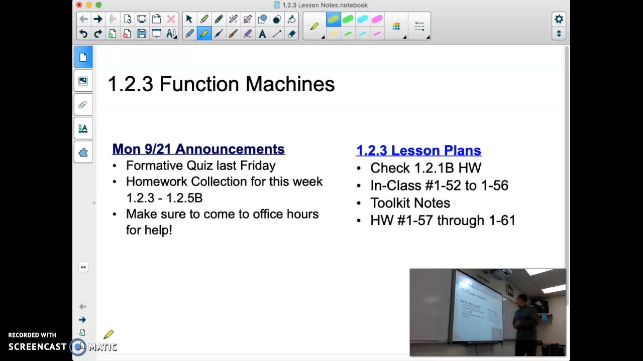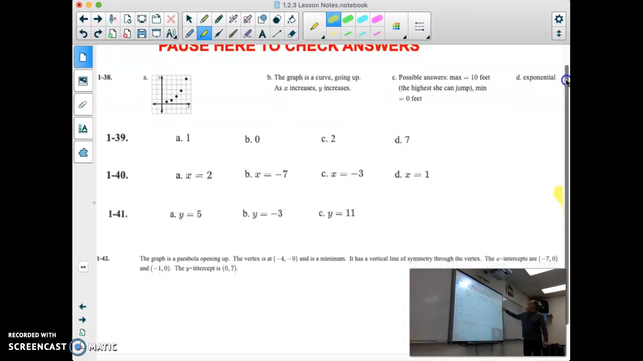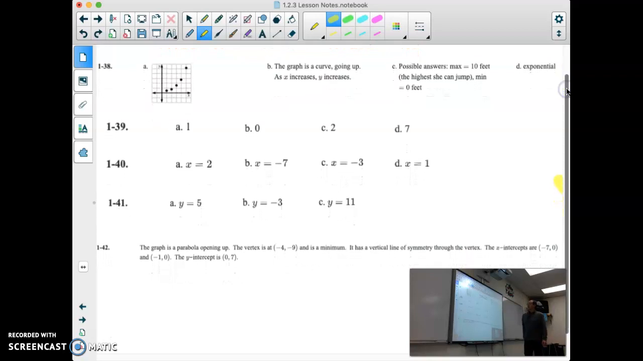For today, we're going to put the answers up from the homework from last week, and then we're also going to do a couple problems, and then make sure we have our toolkits out, because we're going to need those at the end to add a couple more things on too. So pause your video here if you want to check your homework answers. Again, if you have any questions, come to office hours.